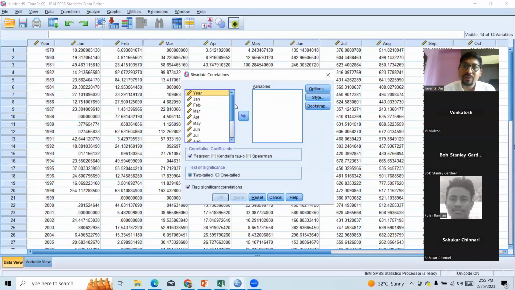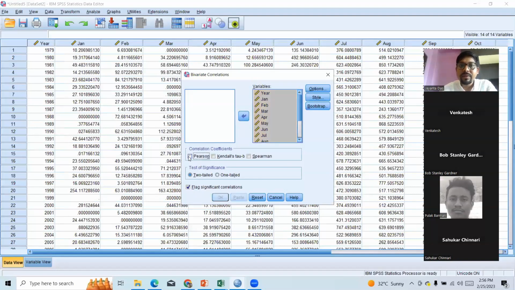So we have to select also year to annual. Press the Shift button, then select the first one and the last one and check it here. Now for the correlation coefficient type, I want to calculate Spearman, select it. So it should be a two-tail test.